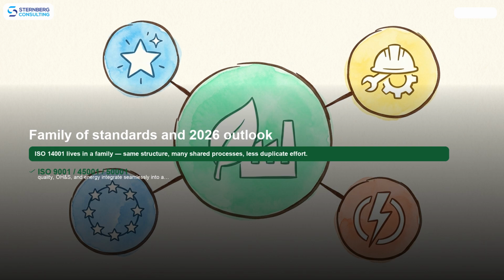In April 2026, a new edition was published. The most important changes, climate and biodiversity, are now explicitly part of the context. A new clause covers planning of changes. The wording for outsourced processes is broadened, and Annex A is significantly expanded. Organizations currently working with the 2015 edition will likely have around 3 years to transition.